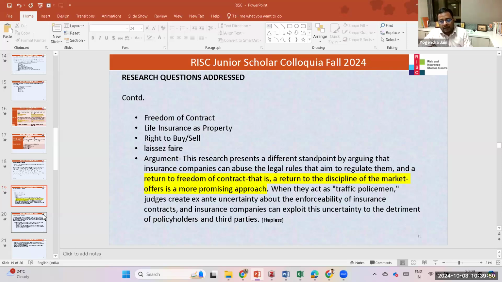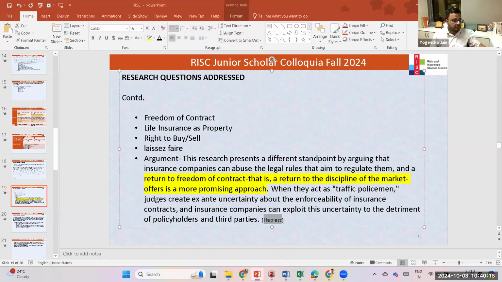You buy it, so you should also have a right to sell it, and it should be left to the market. Laissez-faire. It should be left to the market. The market should decide whether they would sell it or not. There is no need for the state to make law on this. And a very beautiful thing which I have highlighted: a return to freedom of contract, that is, a return to the discipline of market offers, is a more promising approach. This is basically taken from one of the articles, a 2007 article where the author concludes that it is a better approach to leave things to the market and not interfere excessively in the market.